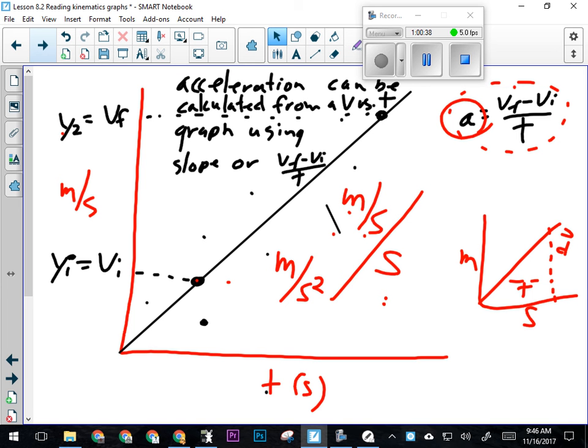Okay, right, so this is the stuff for the velocity versus time graph. So maybe draw this and write down what I have here. Yeah, I'll give you a minute.